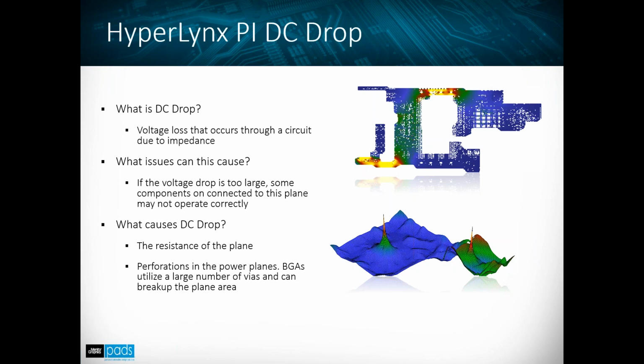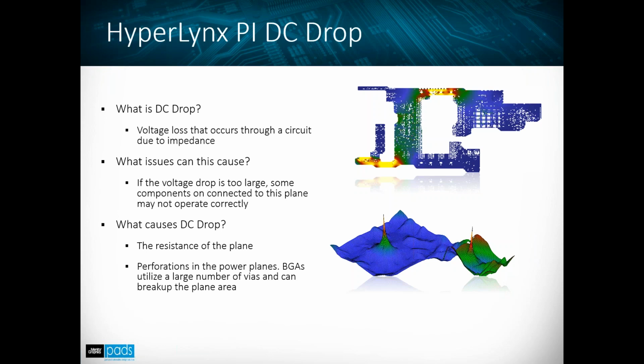HyperLynx DC Drop does an excellent job of very easily and very quickly identifying where you might have these hot spots on your board, and you can go back into the PADS layout, mess around with the plane a little bit, add some more copper, and then re-simulate to see if you're going to be able to meet your standards. So what really causes DC drop?